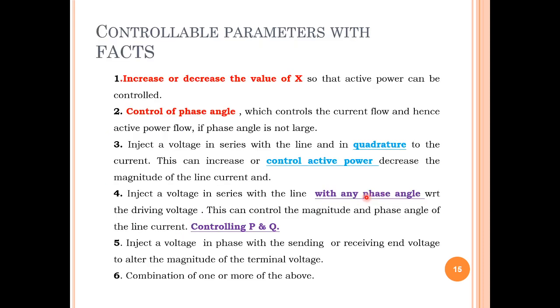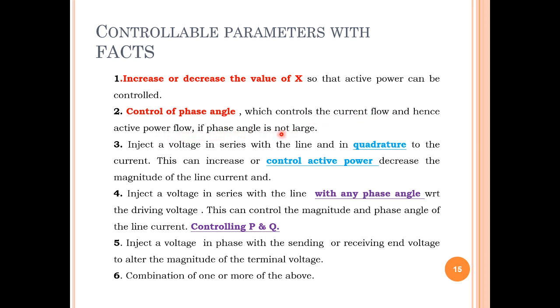Controllable parameters with FACTS. That's outlined here. By increasing or decreasing x, active power can be controlled. In the previous diagram, we observed that. By increasing or decreasing x, I can increase up to delta equal to 90 and thereafter it can reduce. That is active power. Control of phase angle controls which thing? Current flow and active power flow.